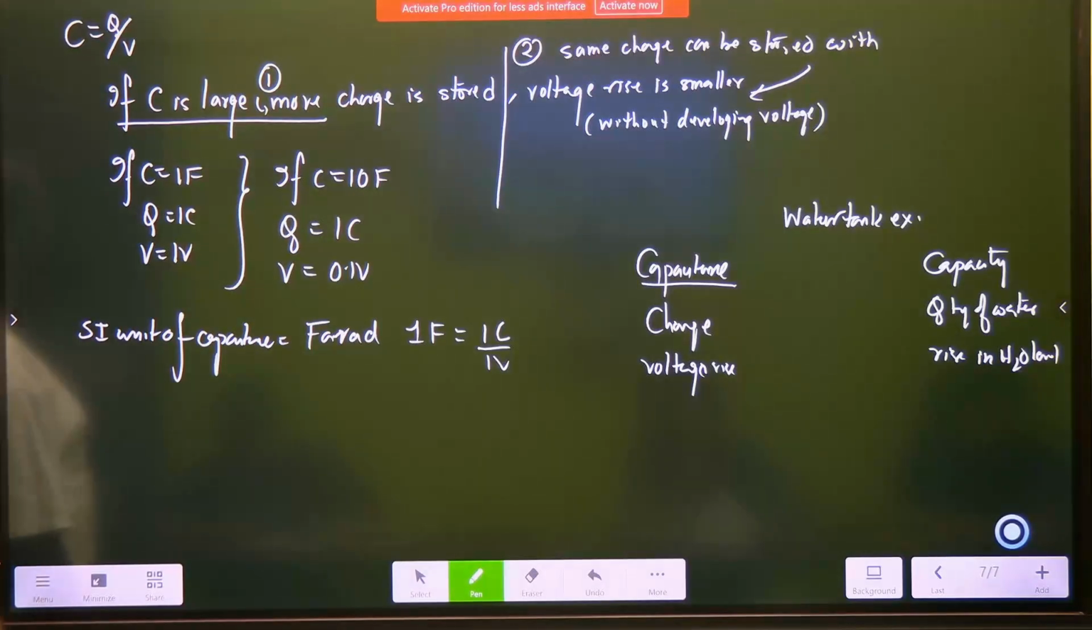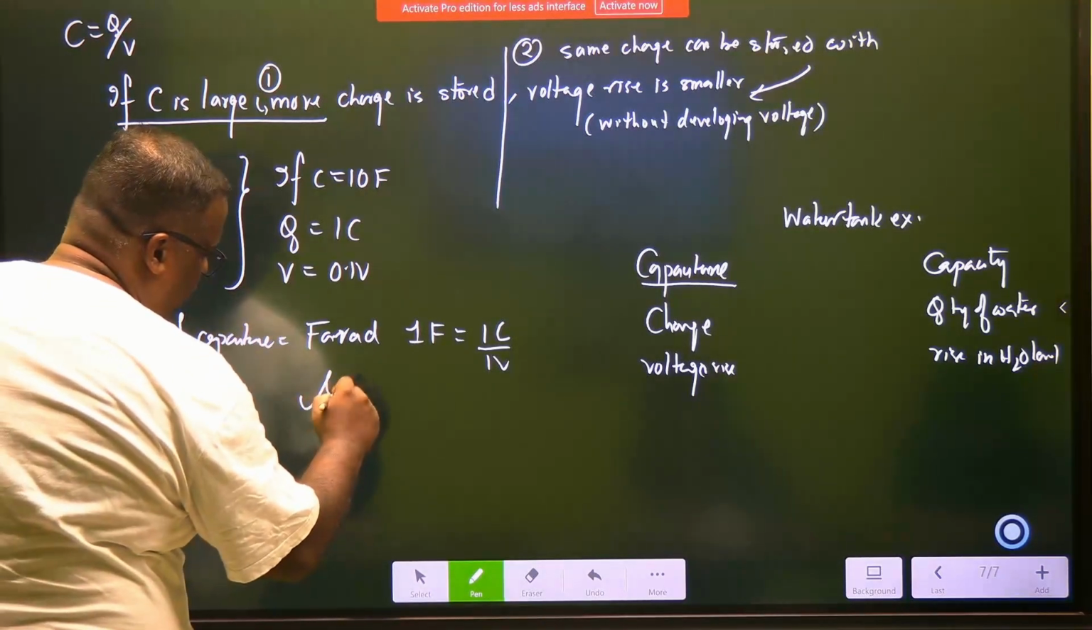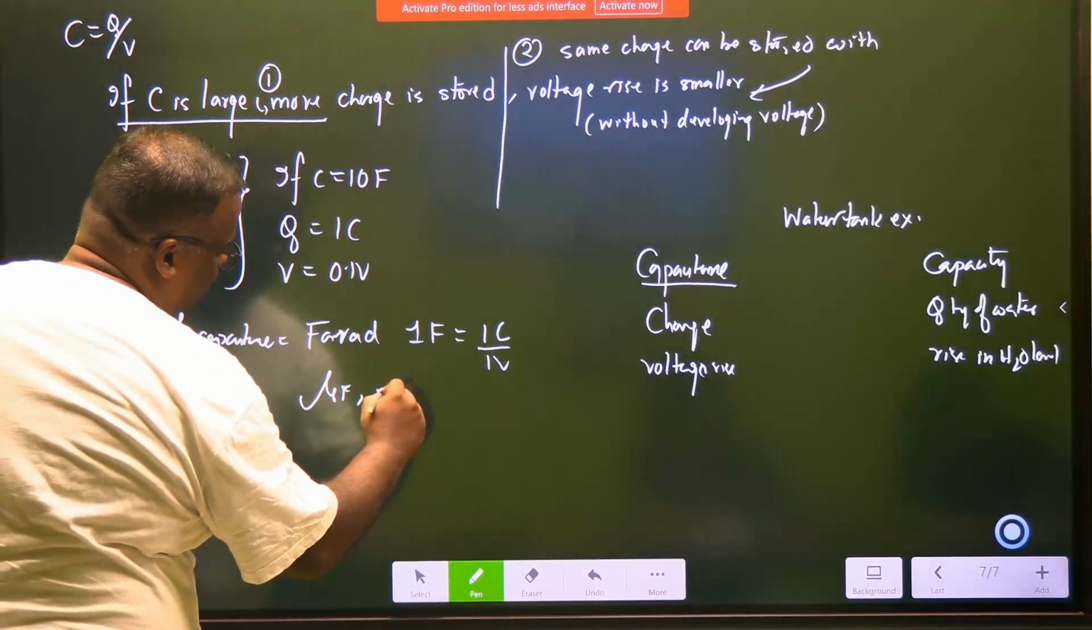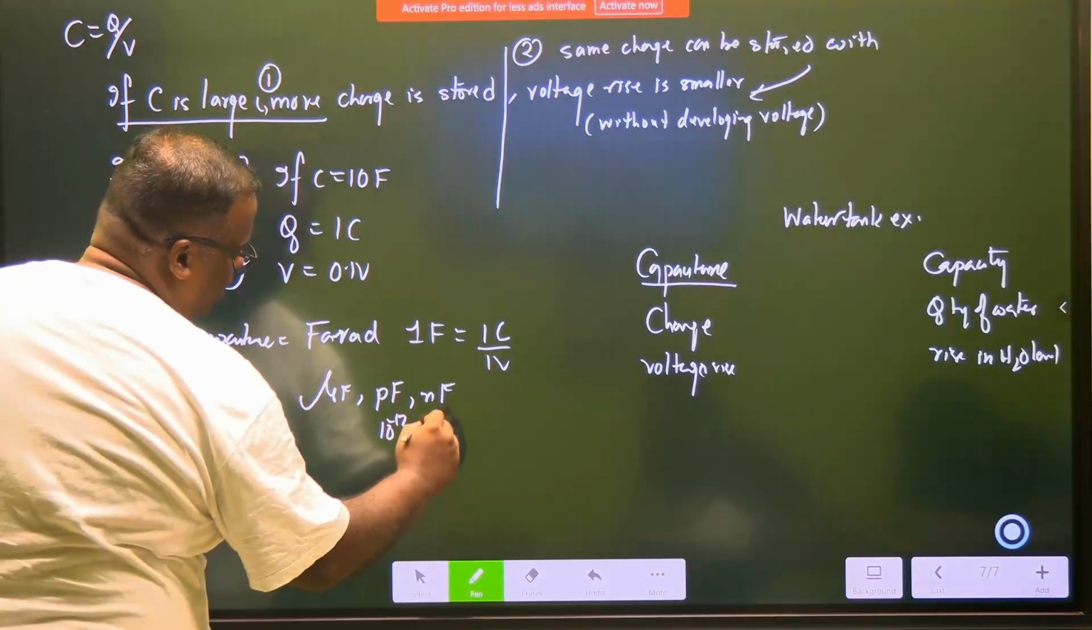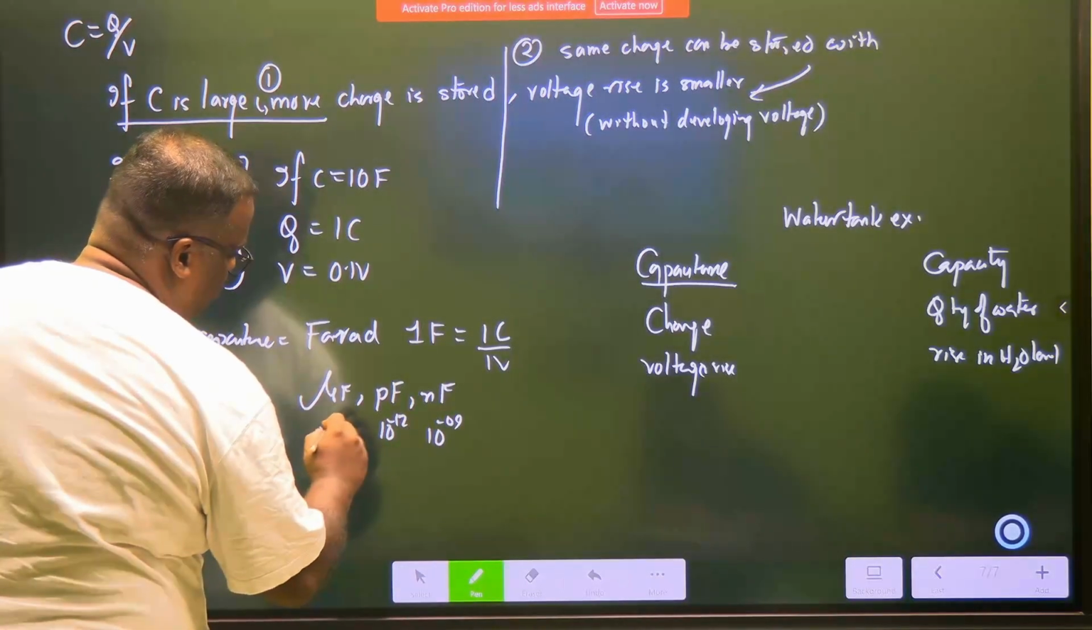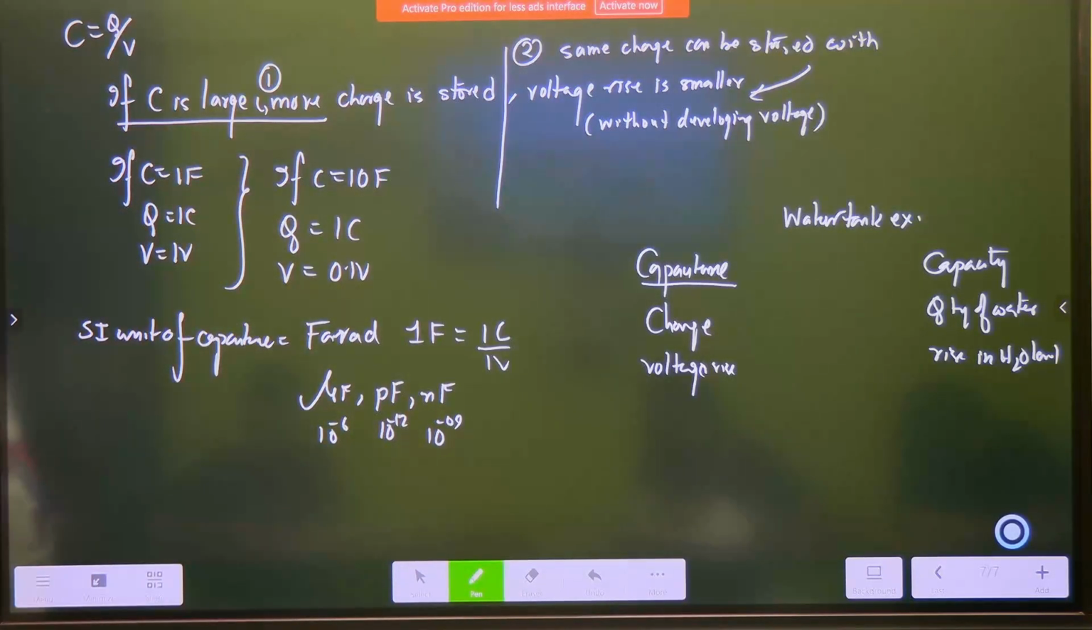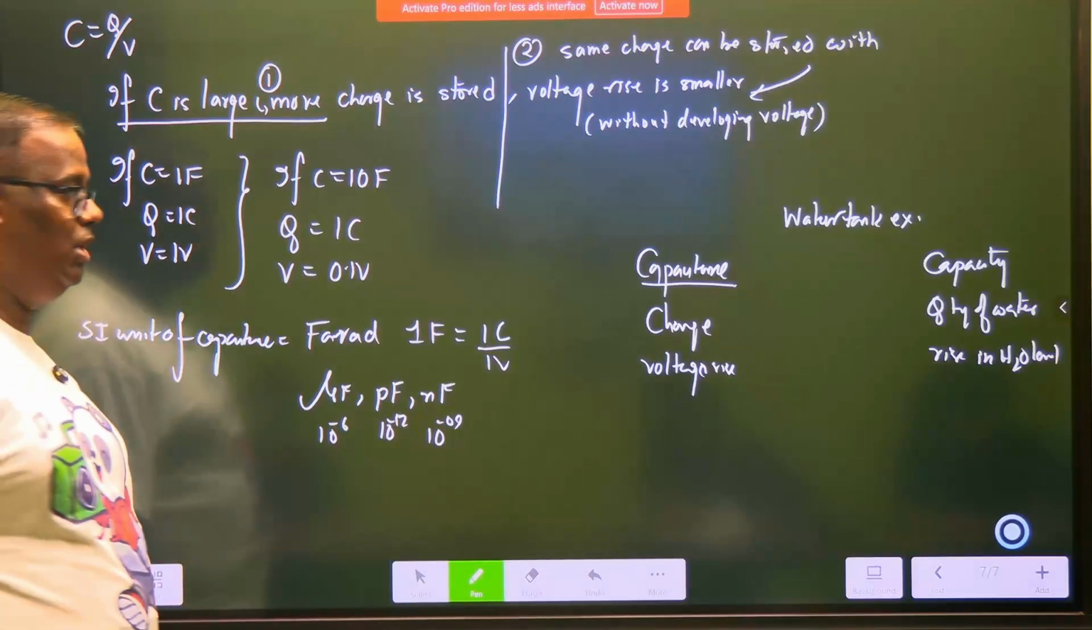You will later see 1 farad is a very, very big unit. We don't use it. So the units used are microfarad, nanofarad, picofarad. These mean 10 to the power minus 6, 10 to the power minus 9, 10 to the power minus 12. 1 farad is very big, and you will actually get the value also later.